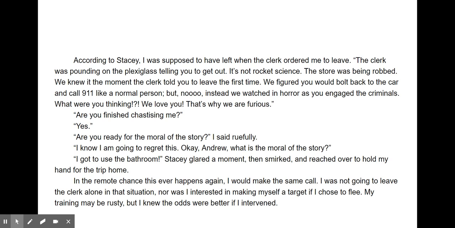But no. Instead, we watched in horror as you engaged the criminals. What were you thinking? We love you. That's why we are furious. Are you finished chastising me? Yes. Are you ready for the moral of the story? I said ruefully. I know I'm going to regret this. Okay, Andrew, what is the moral of the story? I got to use the bathroom. Stacy glared a moment, then smirked and reached over to hold my hand for the trip home.